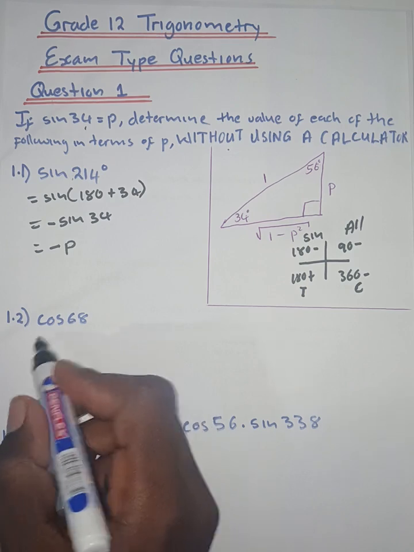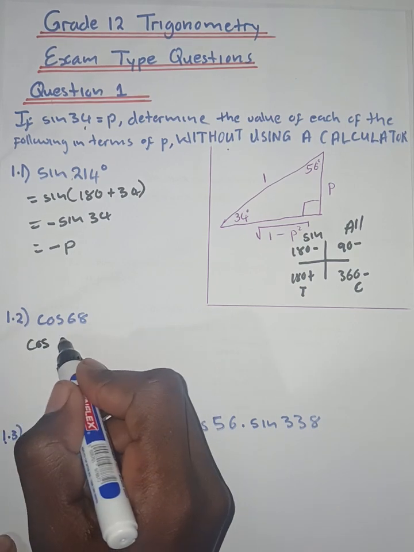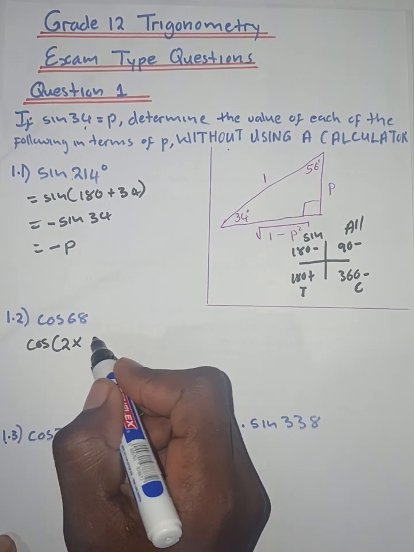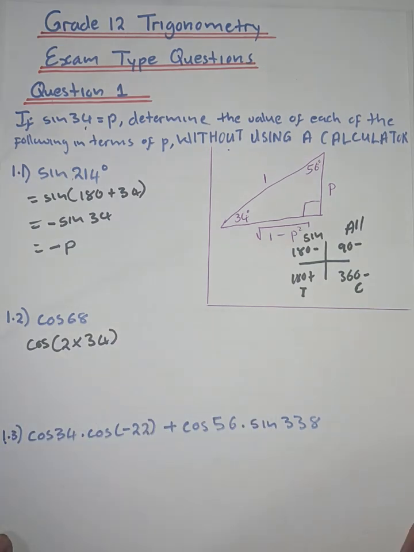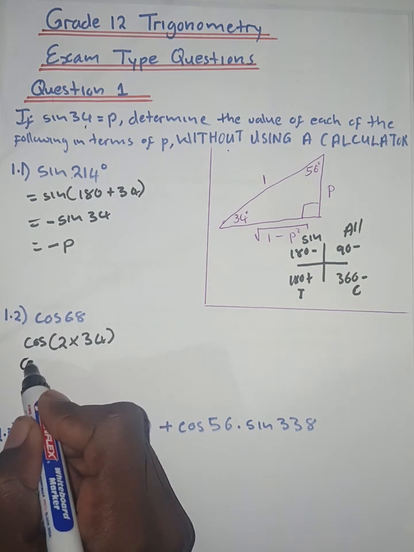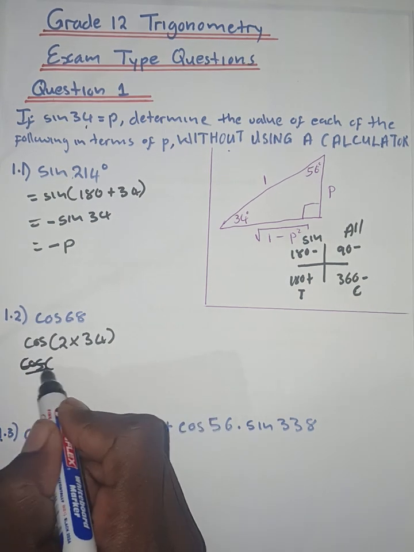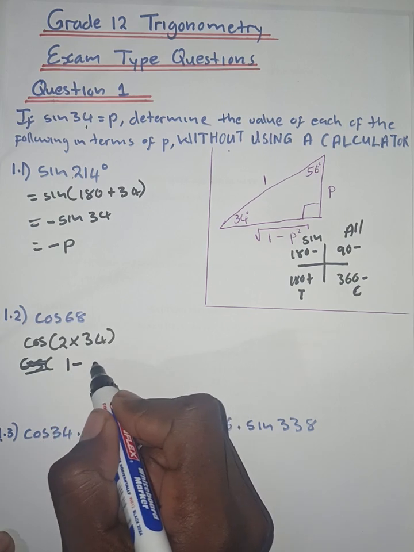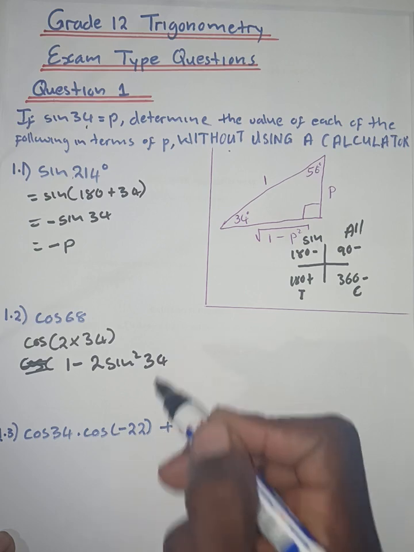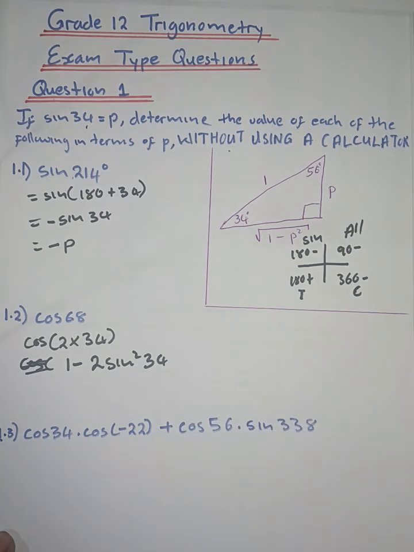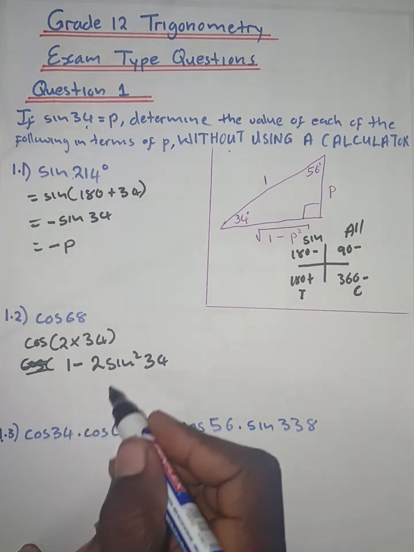So this you can actually rewrite as cos of 2 multiplied by 34, and you would notice that's actually a double angle. So this would actually be 1 minus 2 sine squared of 34. Of course, I chose to use the last version of cos. Remember, we have 3 versions of the double angle for cos.